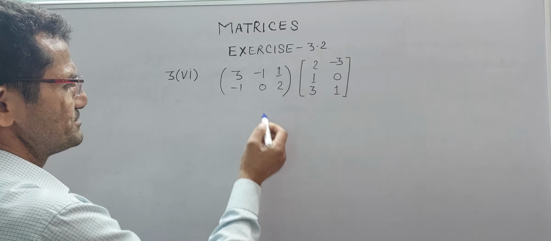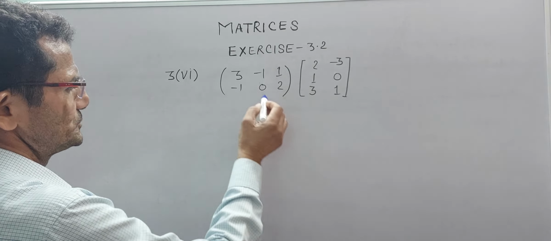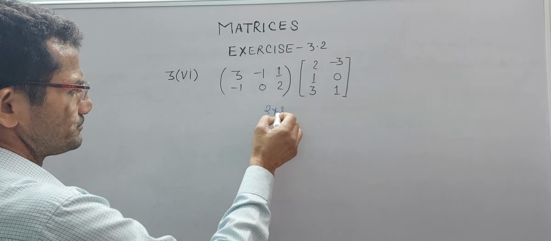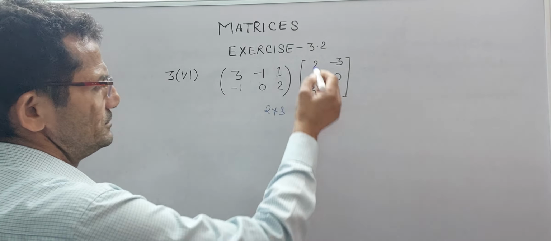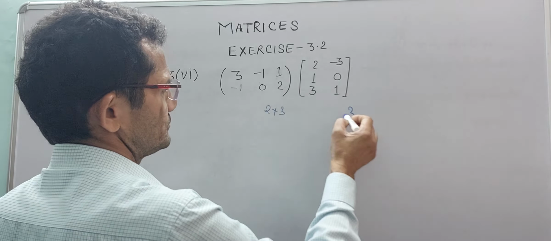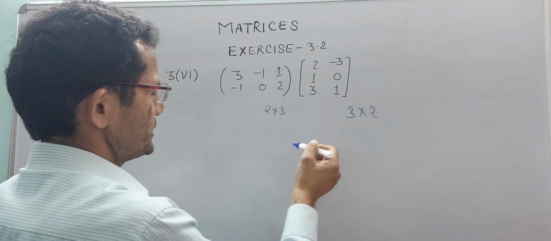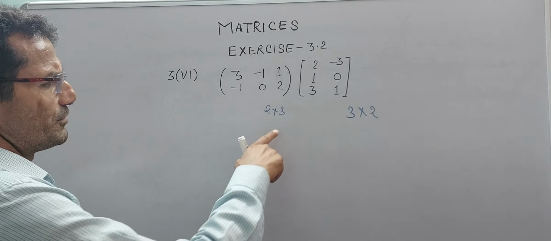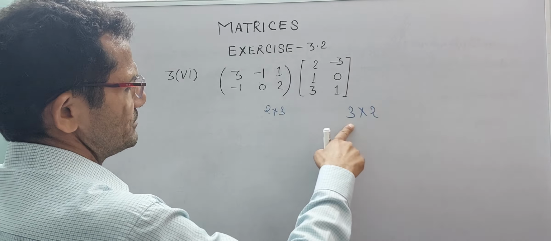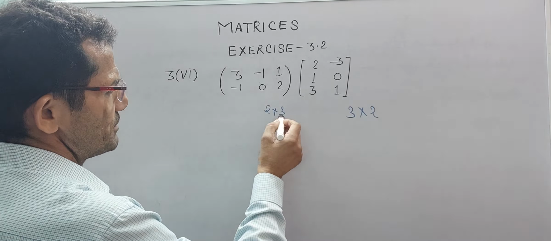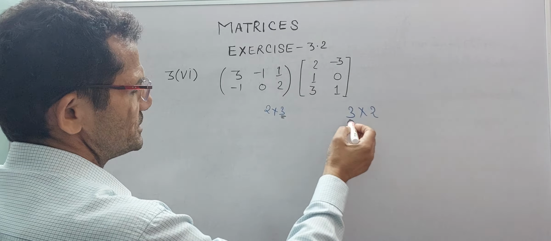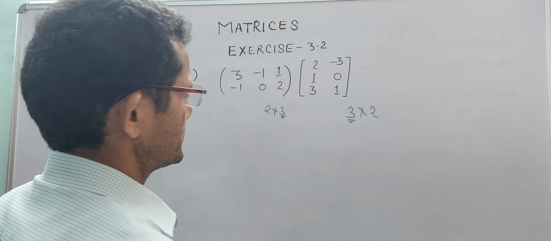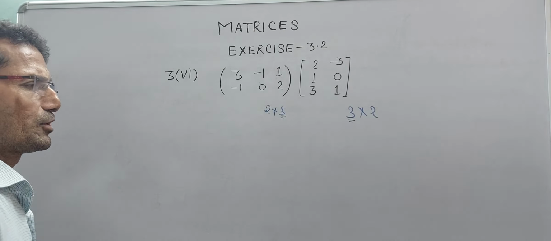So here it's the order. The first matrix has the order 2 rows, 3 columns, and now the second has 3 rows and 2 columns. So here the number of columns of the first matrix is equal to the number of rows of the second. So it is possible to calculate the product of these two matrices.